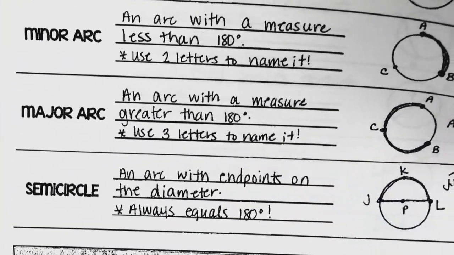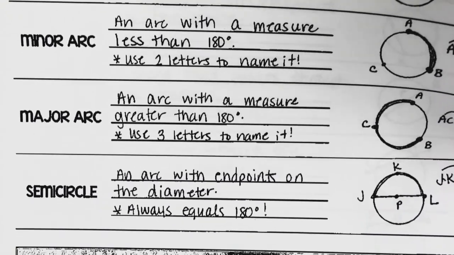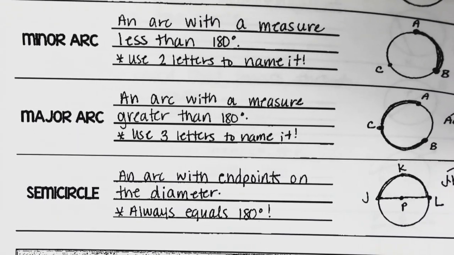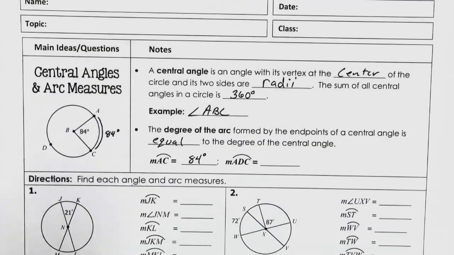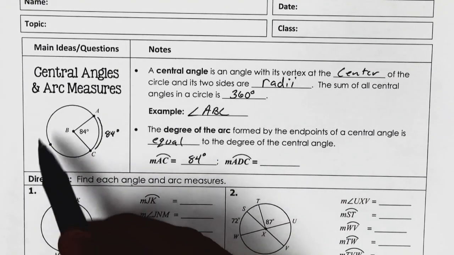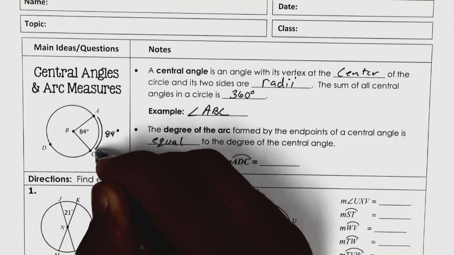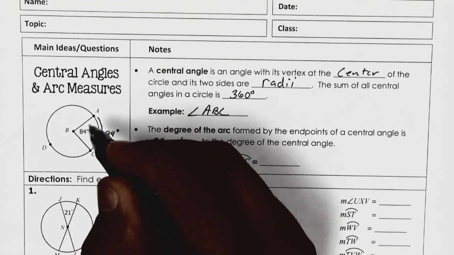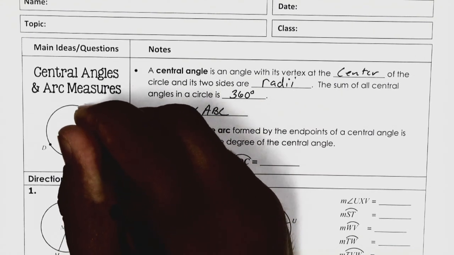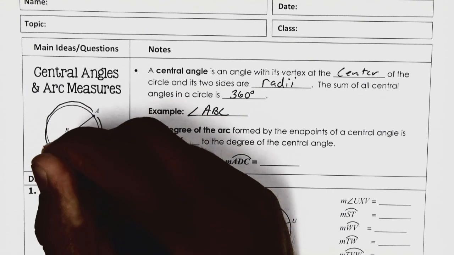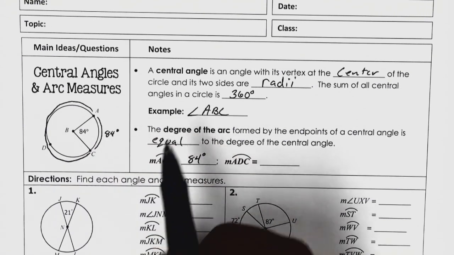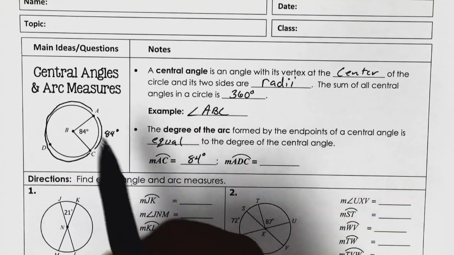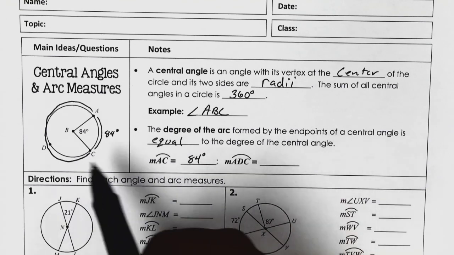Now the other type of arc that we have is known as a major arc. The major arc is an arc measure that is greater than 180 degrees, and it has three letters in its name. We need a third letter in the name to show that it's going on the larger side of the circle. Like right here, arc AC is 84 degrees. Then you have this arc all the way around the circle, passing through D. Well, this would be considered arc ADC. So you see three letters, you know that it has to be bigger than 180 degrees.